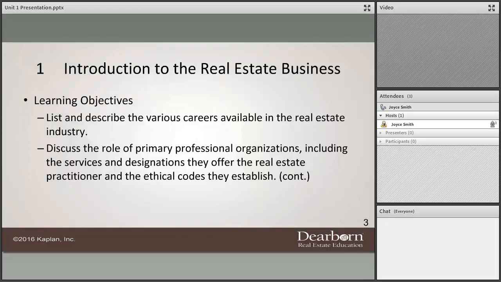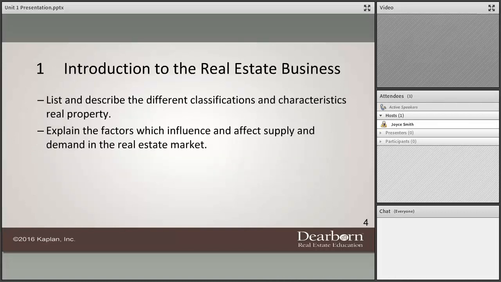So, introduction to the real estate business. Our learning objectives are going to be to list and describe the various careers available in the real estate industry, and discuss the role of primary professional organizations, including the services and designations they offer the real estate practitioner, and the ethical codes that they establish.